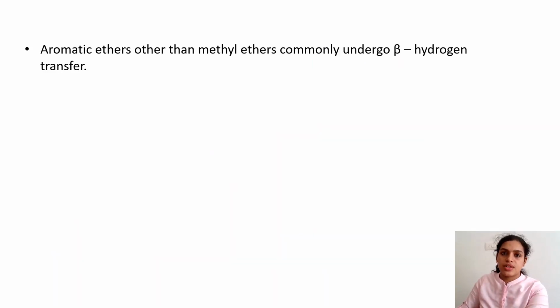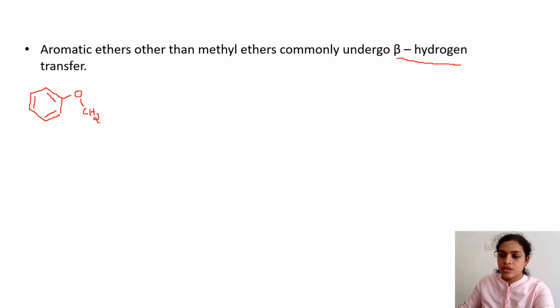For aromatic ethers which have a larger alkyl group other than methyl, there is a possibility of one more peak, because beta hydrogen transfer takes place, and therefore we'll get another peak. Let's see that by taking the example of phenetole. Instead of a methyl group, there will be an ethyl group present. O CH2 CH3. Now we are writing it in such a way that it is understood properly. CH2, CH2, H.